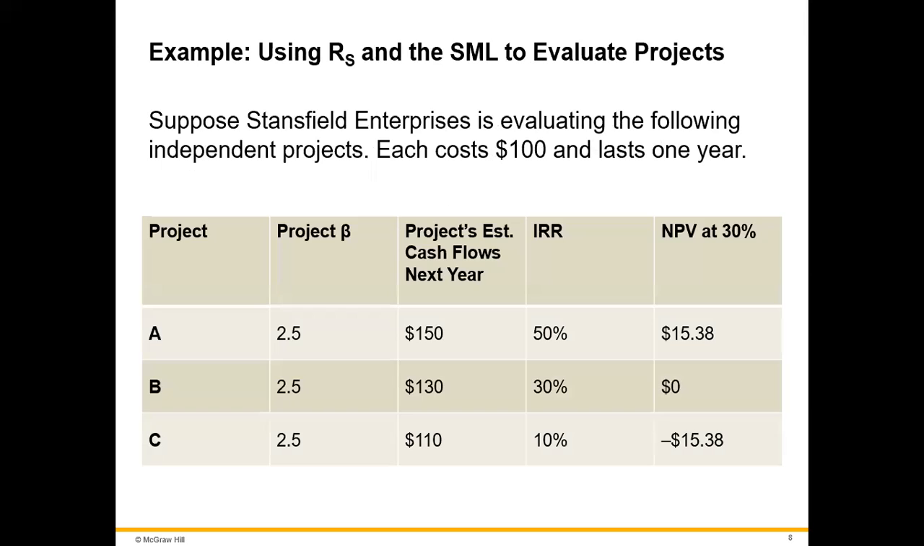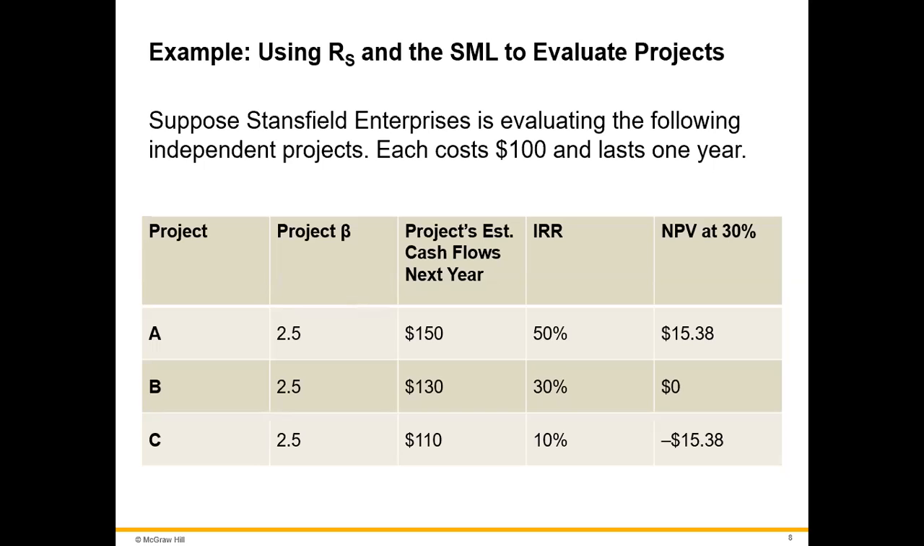Now suppose they're evaluating the following independent projects. Each one of them costs $100 and lasts 1 year. So we're showing you now they're going to take the net present value at 30%. For project A, it would come in as 15.38 positive. For project B, it would come in at 0. And take a look at that. The internal rate of return on project A, so what's the actual rate of return on project A from money inside the company, 50%. So the net present value will tend to be positive.